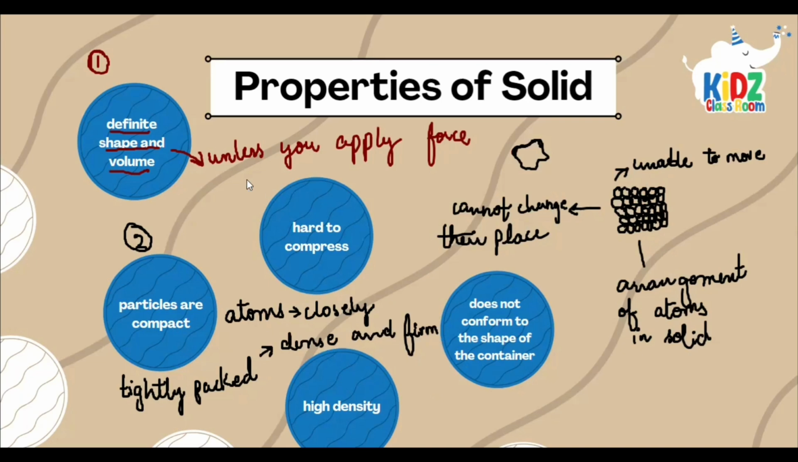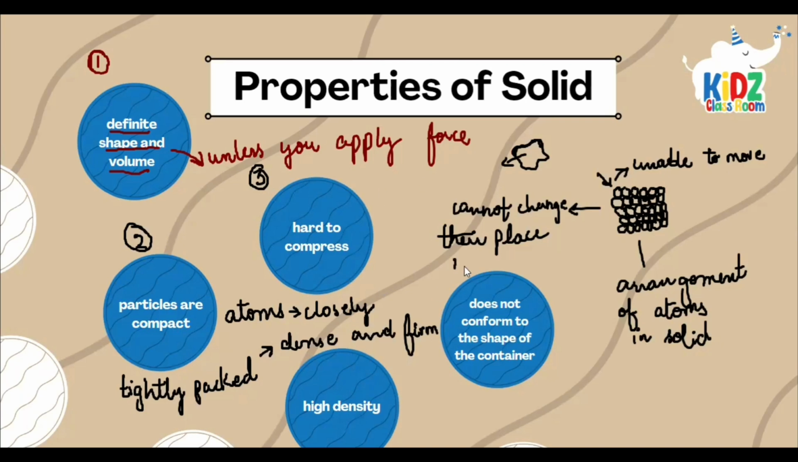Okay, so the third one is that solids are hard to compress. What is the meaning of hard to compress? This means that solids can't be squished easily because their particles are already packed closely. This is how their particles are packed. So let's take the example of a rock. Can we squish a rock with our hand? No, this is not possible. We cannot compress it by our hand. So solids can't be squished easily because their particles are already packed closely.